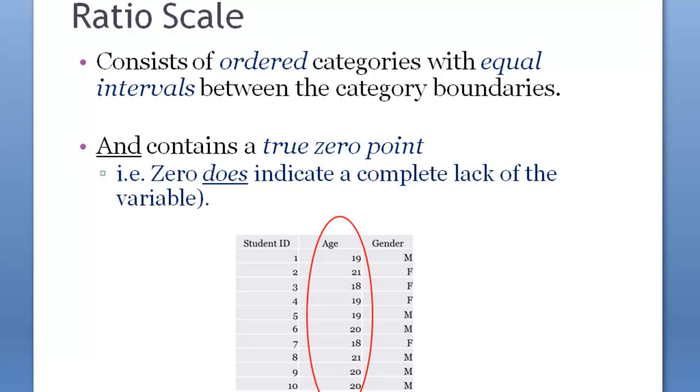On the other hand, ratio scale. This is something you see more often than the others, I guess, among interval, ordinal, and ratio. This is something I'm most familiar with. It consists of ordered categories and equal intervals between the category boundaries, and contains a true 0 point. So that's the only difference between the interval and ratio: a 0 does indicate a complete lack of the variable.